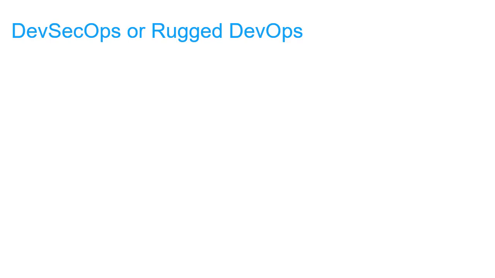DevSecOps, or Rugged DevOps. As we move to DevOps, it means increasing the frequency of deployment in production. This business agility can't come at the expense of security. With continuous delivery, how do we ensure that our application is secure and stays secure? It's a big question. How can we find and fix security issues early in the process? This begins with practices commonly referred to as DevSecOps.